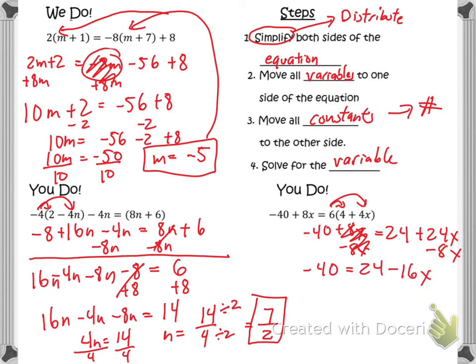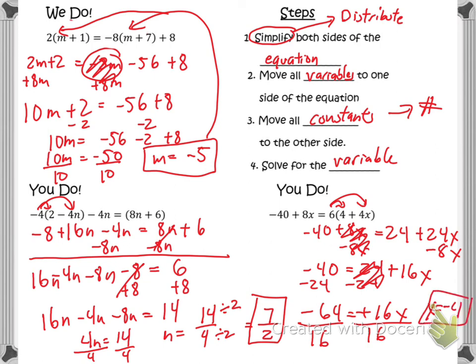And I'm going to go ahead and finish out by moving the 24 to the other side. And I have negative 64 is equal to positive 16x. Let's go ahead and finish out by dividing both sides by 16, and x will be equal to negative 4. All right, out of these two you-dos, did you get both of them correct?